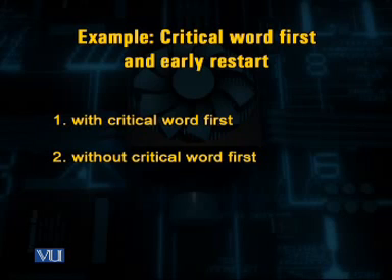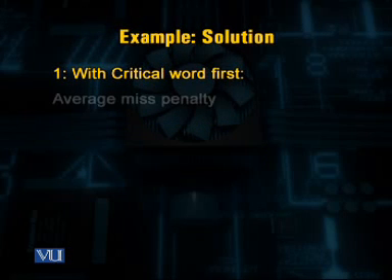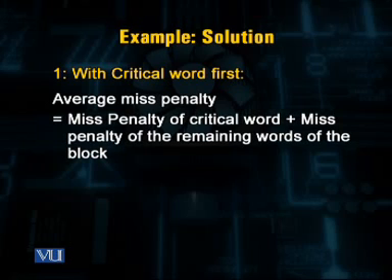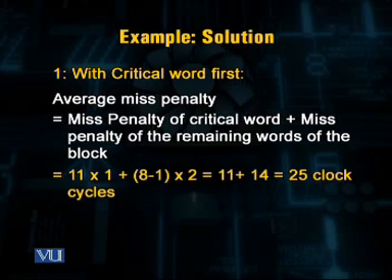To solve this example, let us see how we can find out the average miss penalty in case of critical word first. The average miss penalty is given as the miss penalty of the critical word plus the miss penalty of the remaining words of the block. This is equal to 11 multiplied by 1 for the critical word and 2 multiplied by 7 for the remaining 7 words, and it is equal to 25 clock cycles.